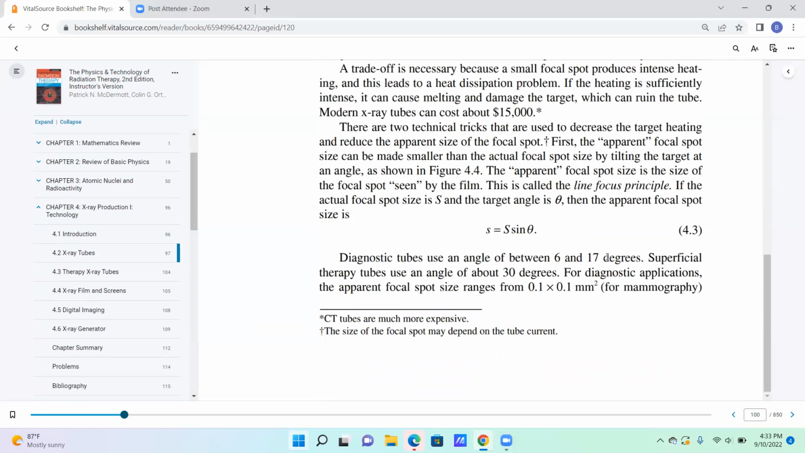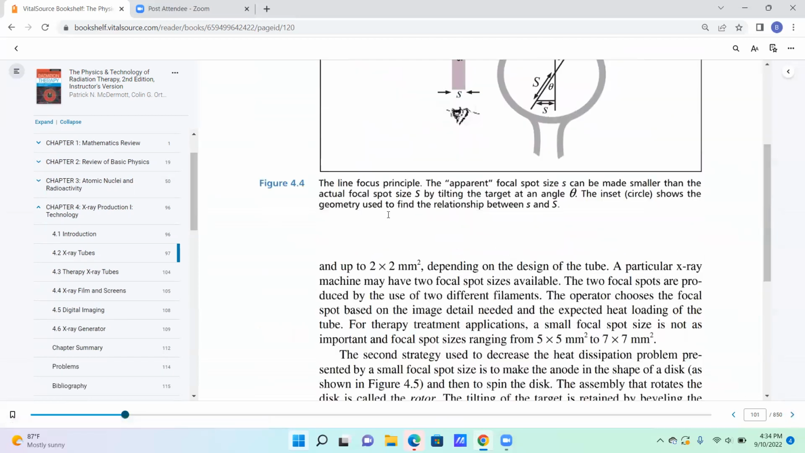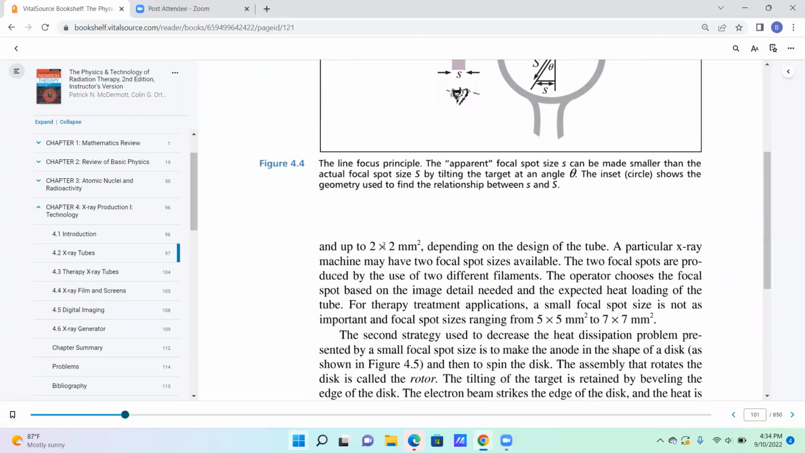Diagnostic tubes use an angle between 6 and 17 degrees. Superficial therapy tubes use an angle of about 30 degrees. For diagnostic applications, the apparent focal spot ranges from 0.1 times 0.1 millimeters squared for mammography and up to 2 times 2 millimeters squared, depending on the design size of the tube.